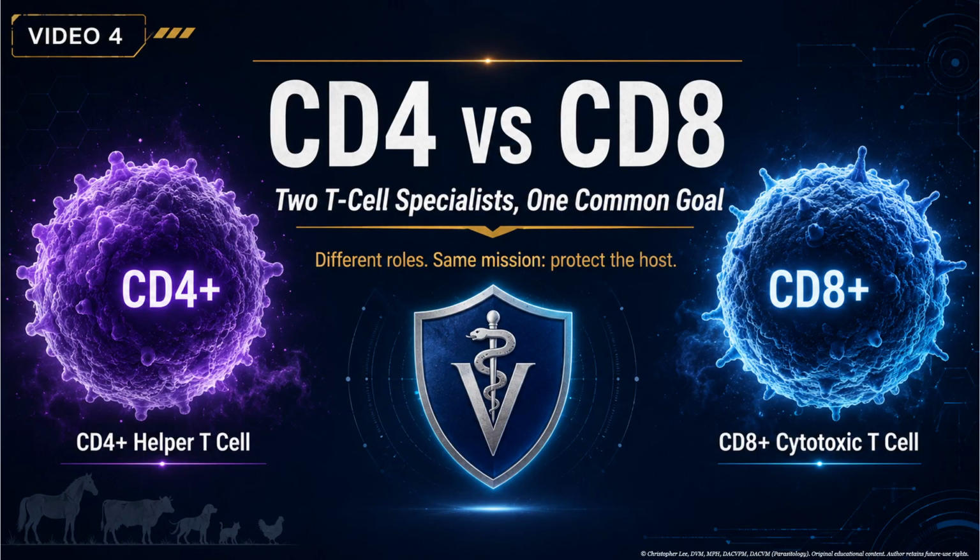So far, we have built a simple framework. T cells do not usually recognize whole pathogens directly. They recognize peptides displayed on MHC molecules. We also learned that MHC class 1 usually points towards CD8 T cells, while MHC class 2 usually points towards CD4 T cells. Now we are ready to ask the practical question.